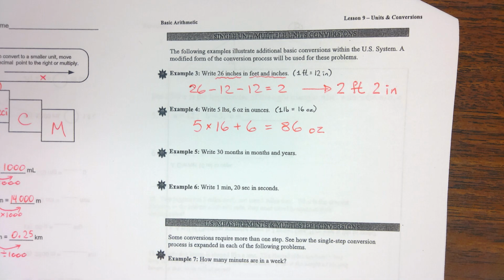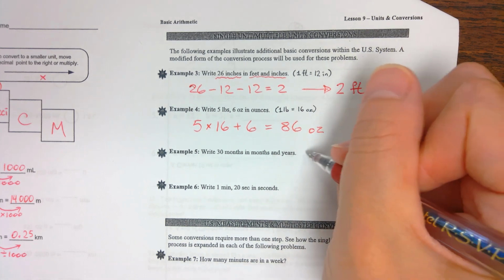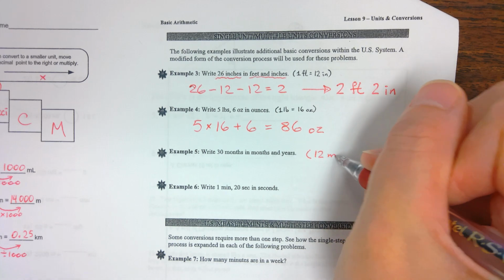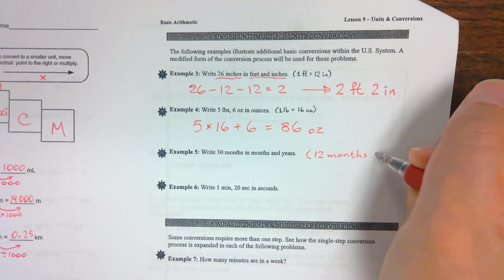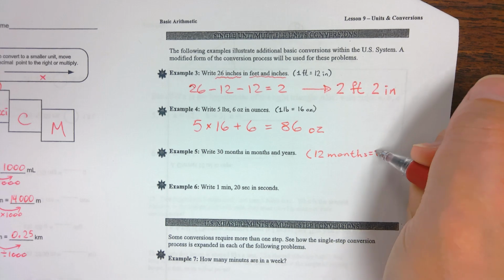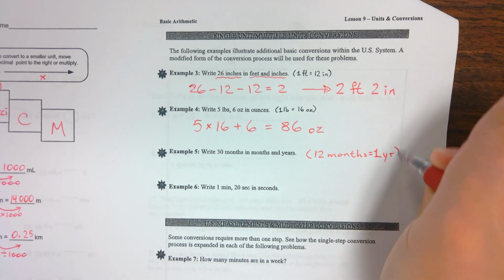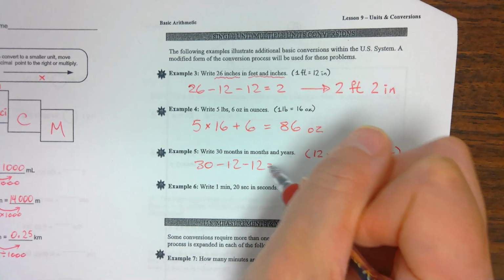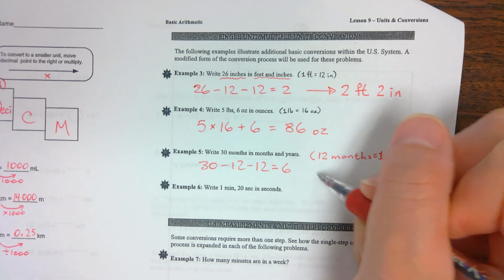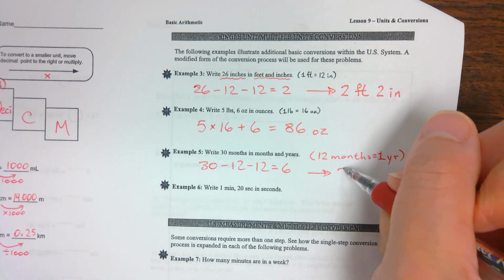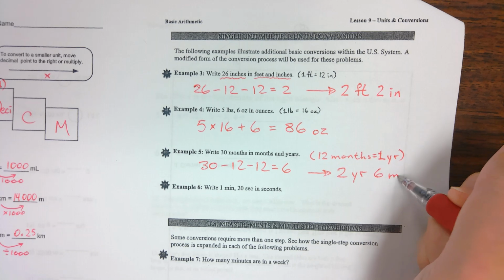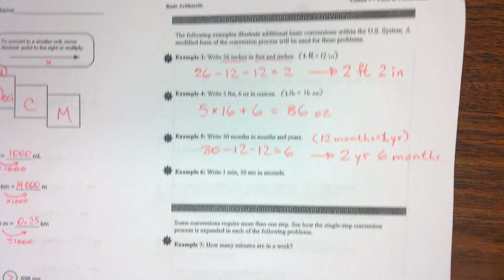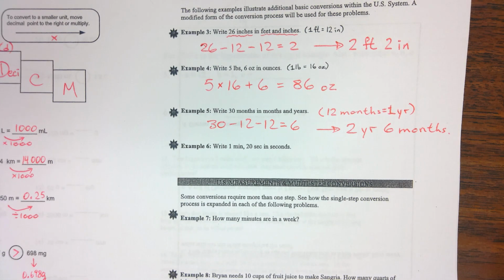Okay, 30 months. Write that in years. How many months in a year? 12 months in a year equal 1 year. Okay, so 30 minus 12 minus 12. How many months is left? 6. Right, so what's that? 2 years and 6 months. Or you can even say 2.5 years.